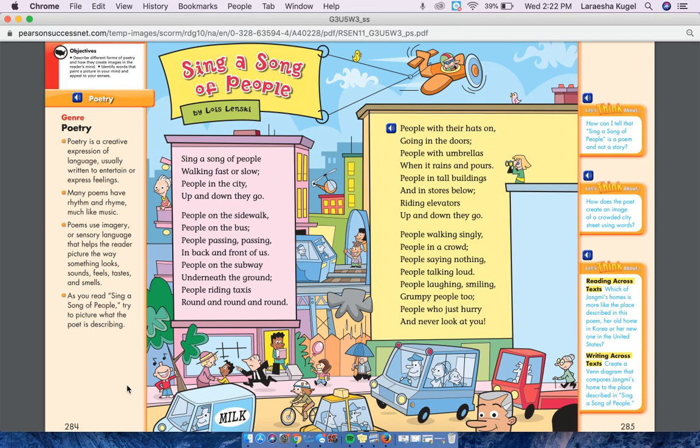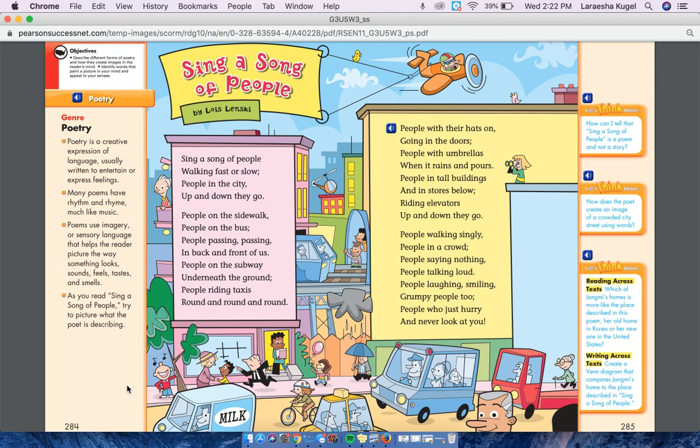feels, tastes, and smells. And as you read Sing a Song of People, try to picture what the poet is describing. And we know as good readers that we picture what we're reading in our brains and we try to create that, what we call imagery within our brains, create that picture. So as I read through this, I'm going to be myself thinking about the picture and creating that image in my brain. And I want you as the reader to be doing the same thing. The poem is Sing a Song of People by Lois Lenski.